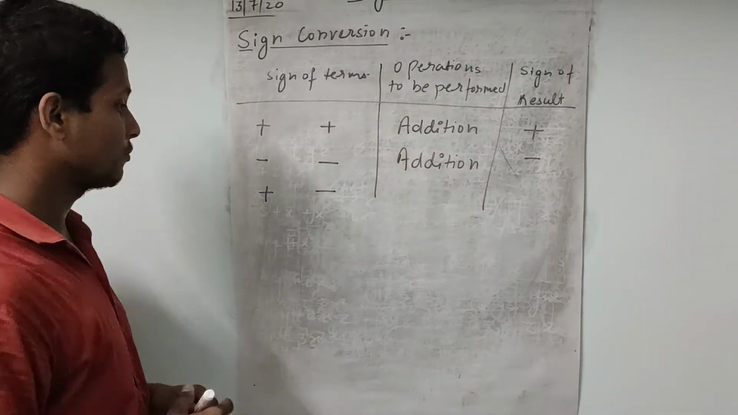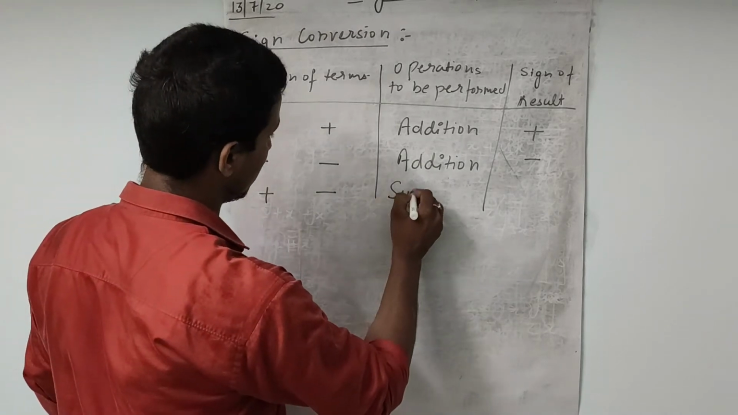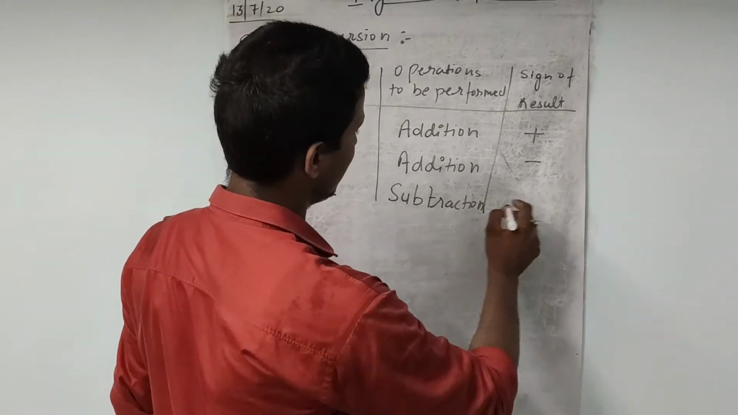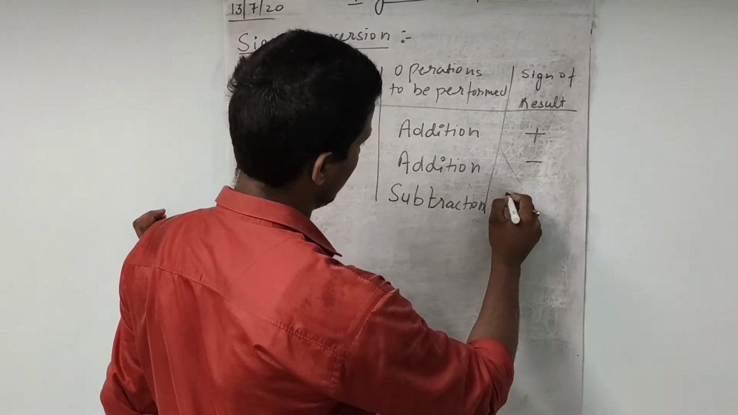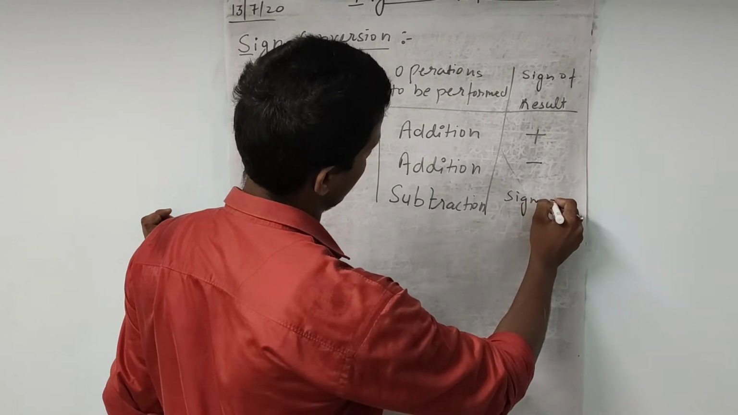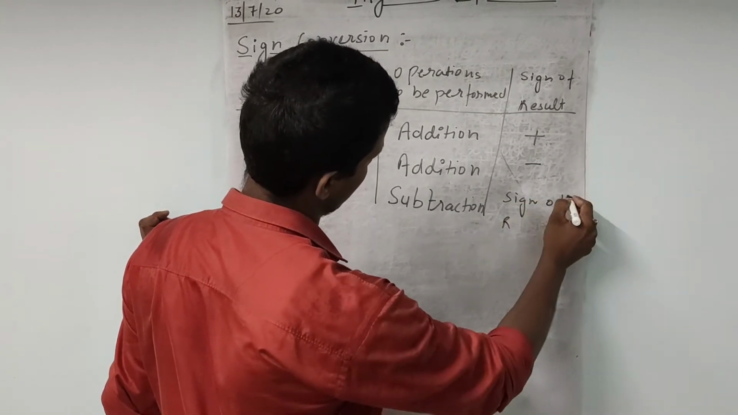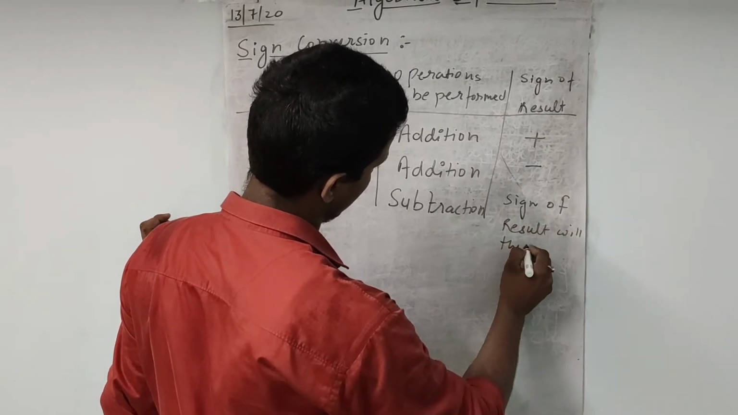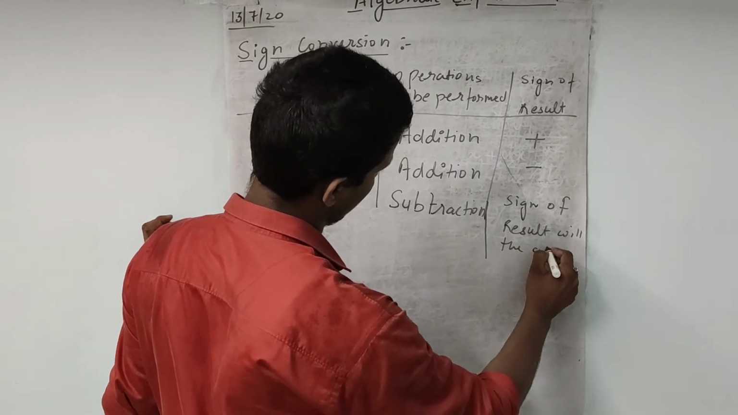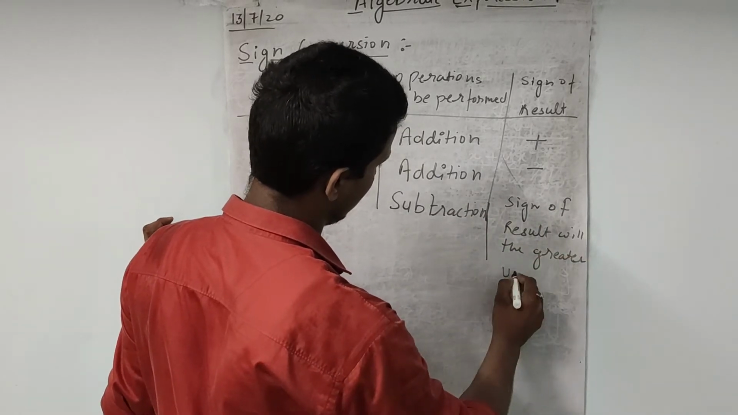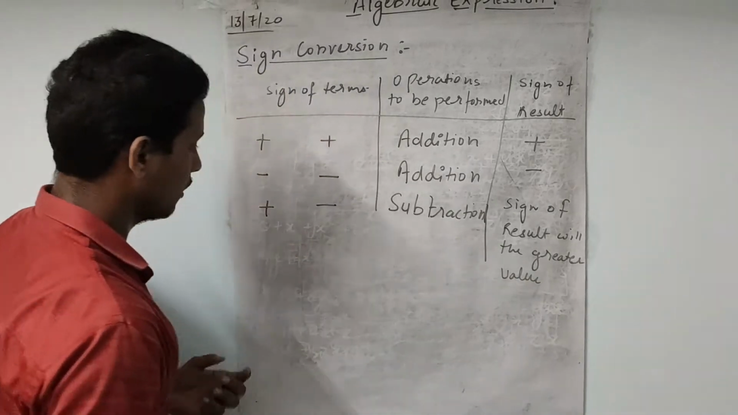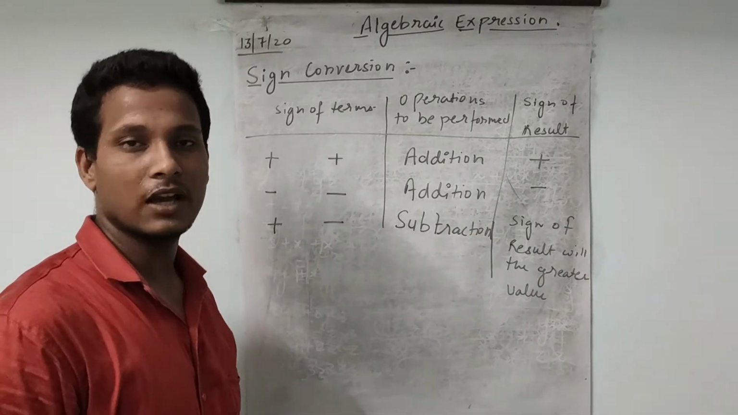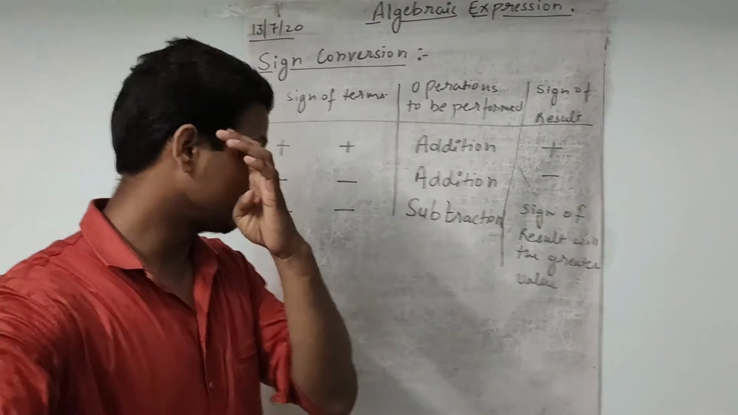Okay. Now next, if the signs are different, either positive negative or negative positive, then we need to perform subtraction, and the sign of the result will be that of the greater value. If the positive value has the greater value, then the sign will be positive. If the negative value has the greater value, then the sign of the result will be negative.